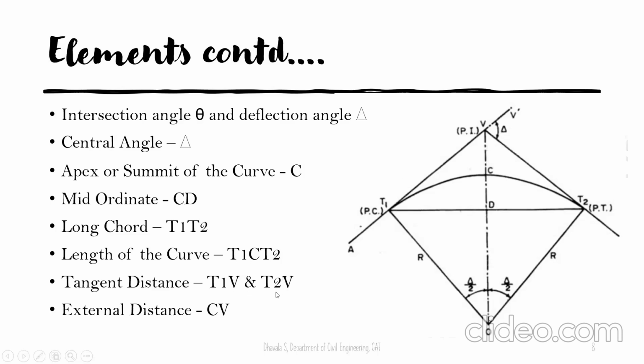Tangent distance is the distance between point of curve to point of intersection, or point of intersection to the point of tangent. Generally, T1 V will be equal to V T2 for a simple circular curve. External distance is the distance between apex of the curve to the point of intersection, that is V C.